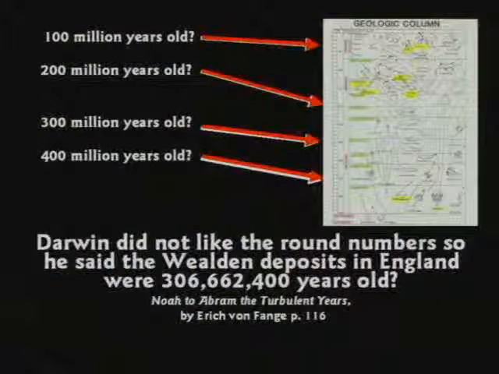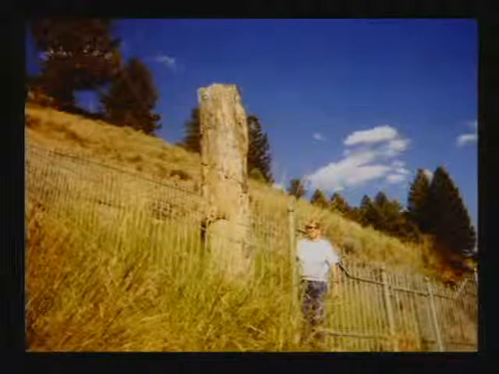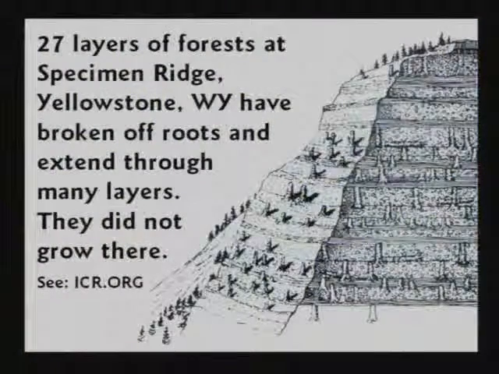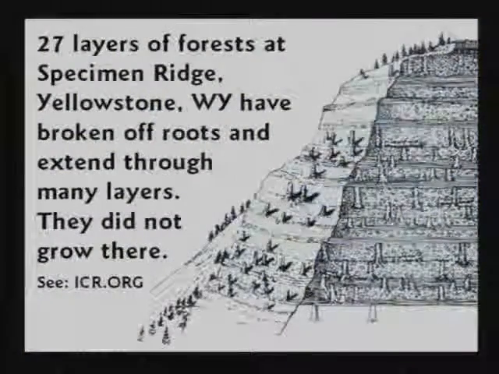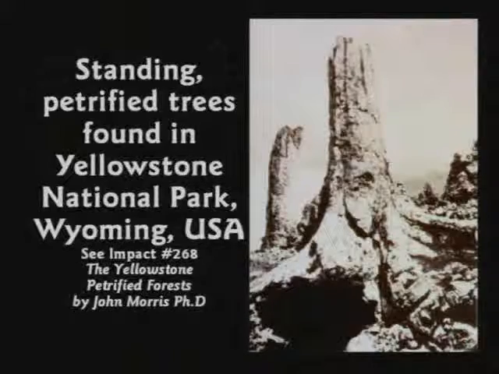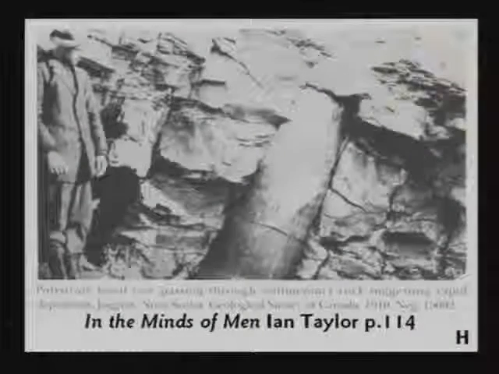Now, Charles Darwin didn't like the round numbers. He said that the Wealden deposits in England were 306,662,400 years old. How he knows that is anybody's guess. But all over the world, petrified trees like this one are found standing up, connecting different rock layers. Here we've been teaching the kids for years these layers are different ages, and yet thousands of these petrified trees have been found in the vertical position.